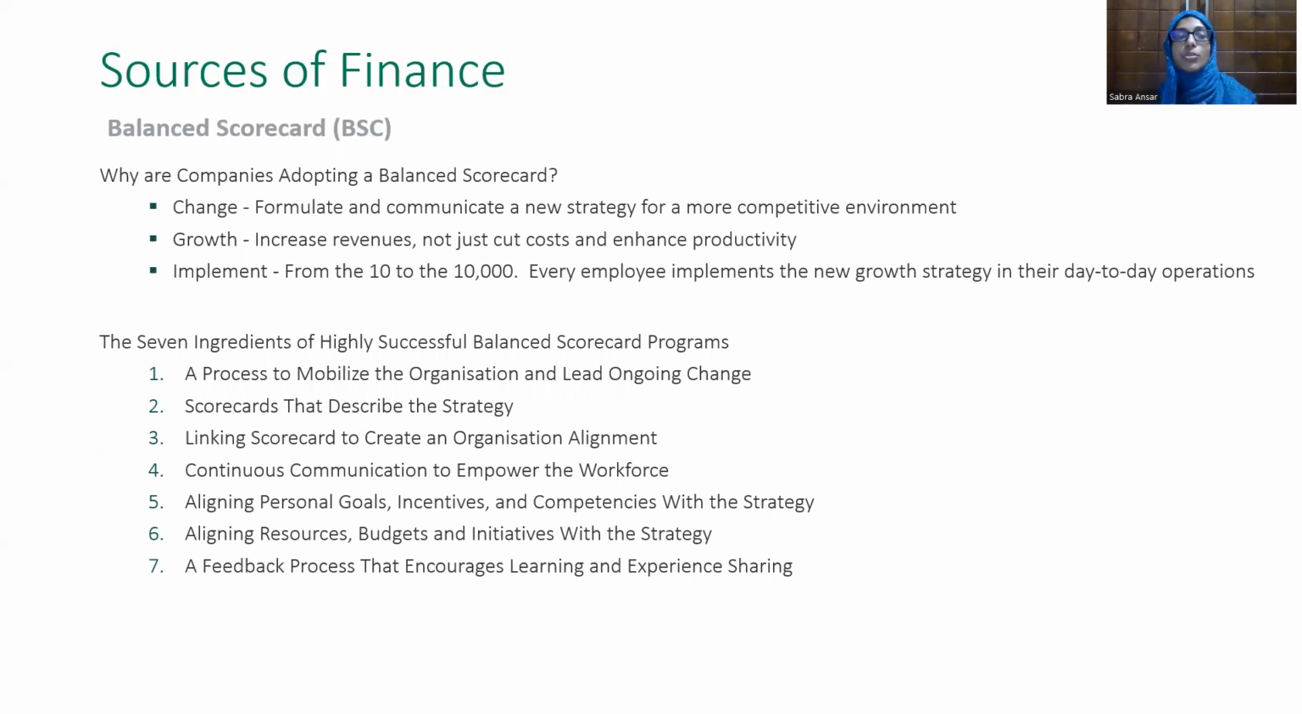One of the ingredients is the process to mobilize the organization and lead ongoing change. Then comes the scorecard that describes the strategy, linking it into scorecards to create organizational alignment. Then continuous communication to empower the workforce, and aligning personal goals, incentives, and competencies with the strategy is very important in the balanced scorecard. Also, aligning the resources, budget, and initiatives with the strategies is another one of the main ingredients in a balanced scorecard program.